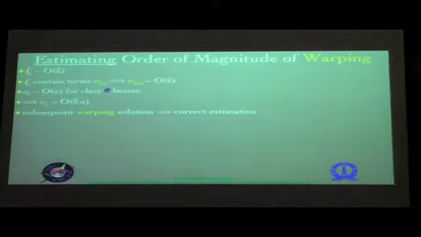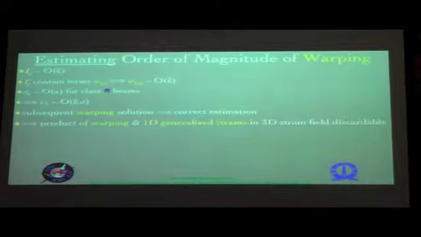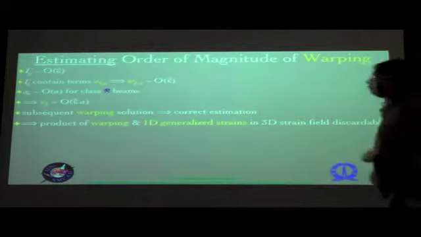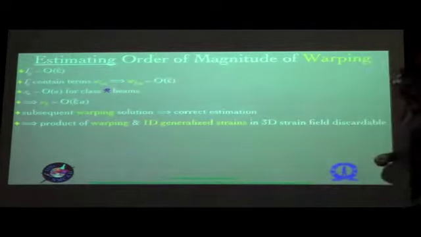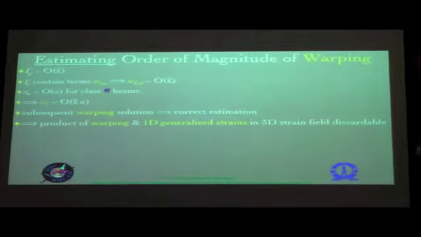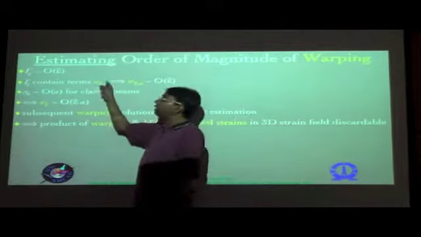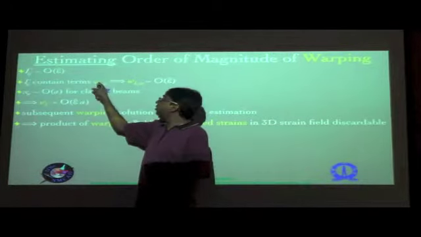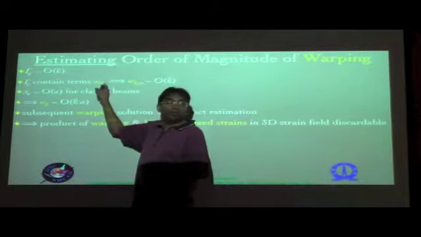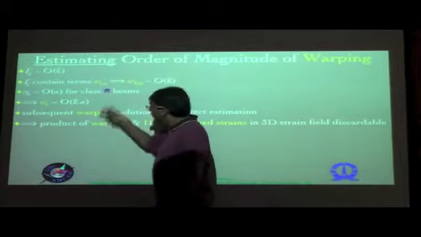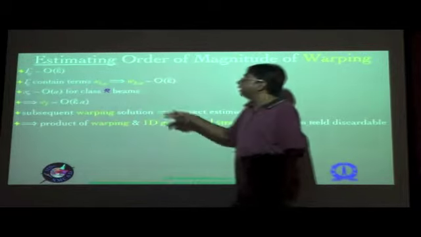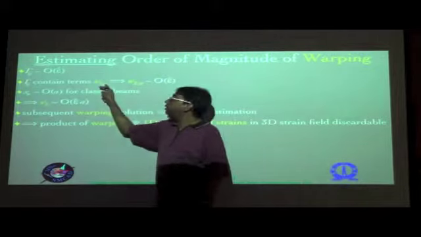So this estimation indeed is correct. The product of warping and 1D generalized strains are also present in the 3D strain field. So amongst the many terms that are there in gamma ij, some are like this. The others are derivatives of the warping with respect to the cross-sectional coordinates. There are also certain terms which are derivatives of the warping with respect to x1.